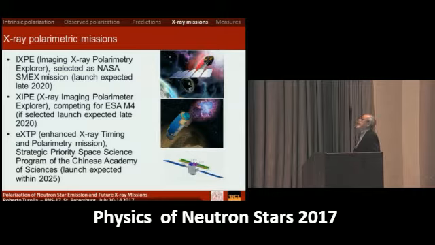Then there is XIPE, or eXIPE as you would like. This is the X-ray Imaging Polarimetry Explorer. Not much fantasy in choosing the names for these missions, which is still competing for ESA M4. And if selected, the launch is expected, according to the original schedule, again late in 2020, but perhaps a bit later. And finally, there is a Chinese-led mission, called eXTP, the Enhanced X-ray Timing and Polarimetry Mission, which is a strategic priority space science program of the Chinese Academy of Sciences, scheduled to fly within 2025.